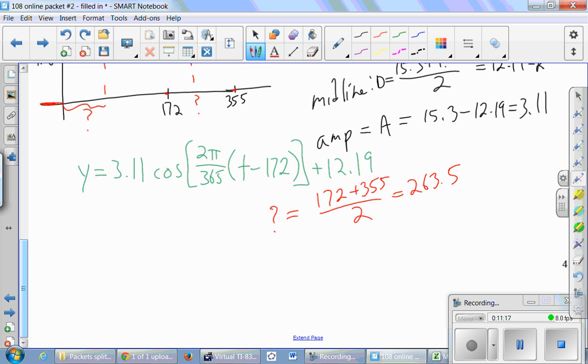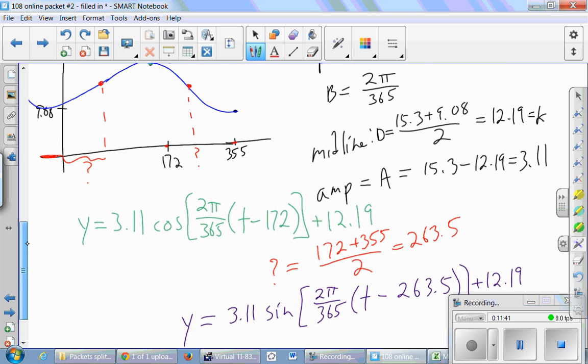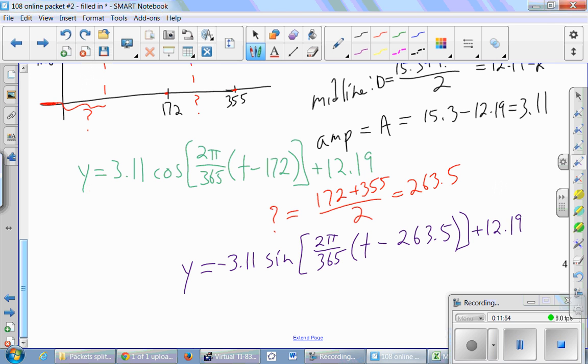And so that means we can just write our equation now for a sine graph. 3.11 sine 2 pi over 365 T minus, we're shifting now 263.5 days to the right, plus the 12.19. The only other piece here is to decide if it's really sine or if it's negative sine. If this is my starting point, then we are in the middle and on our way down, which means we are negative sine, which means a negative 3.11.